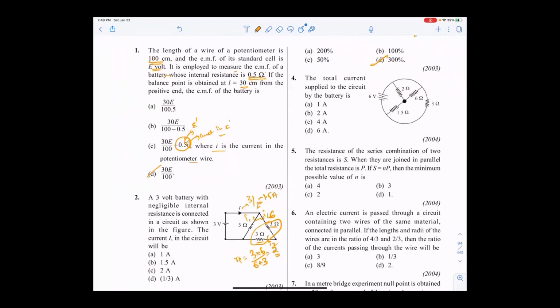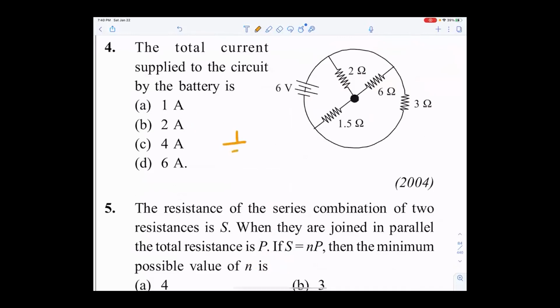The total current supplied to the circuit by the battery is, so here we have 3 ohms. If you have to draw it the right way: battery, 6 volts. The battery is connected to a 2 ohm and another 6 ohm. These two are connected to 1.5 ohm, and this 1.5 goes back to the battery. So 3 is connected to the battery directly. Any doubts here, guys? Is it clear?